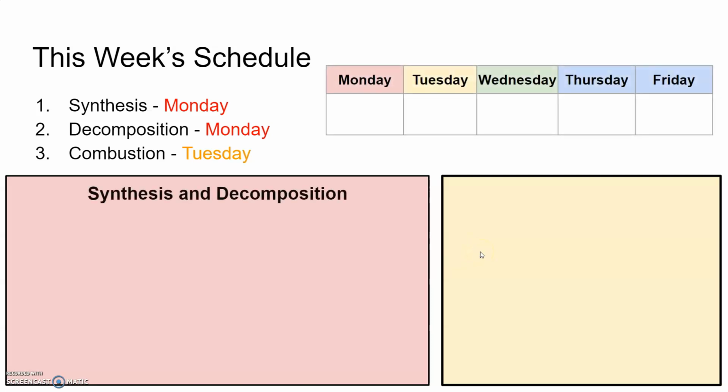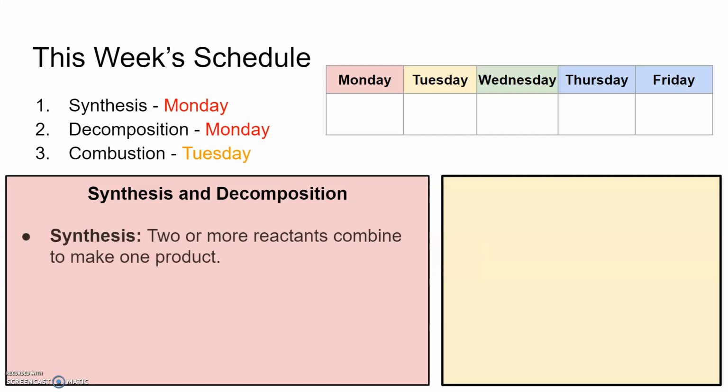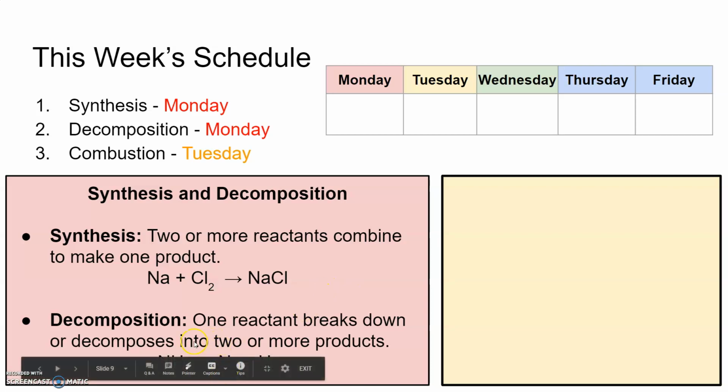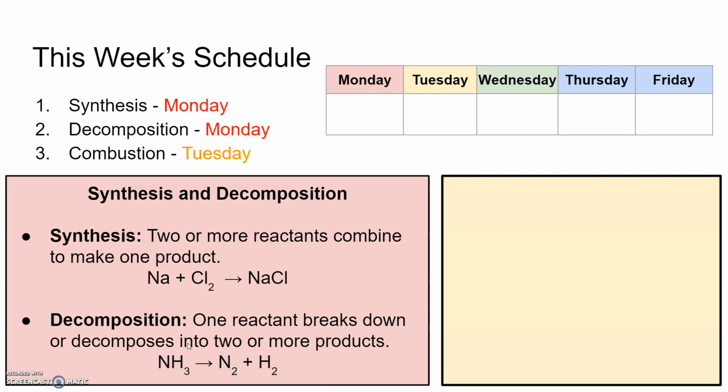So in terms of synthesis and decomposition, for synthesis, that's a reaction where you have 2 or more reactants that combine to make one product. An example of that would be the formation of NaCl, sodium chloride, from sodium and chlorine. In decomposition, you have one reactant that breaks down or decomposes into 2 or more products. An example of that will be the decomposition of ammonia NH3, so NH3 breaks down into NH2.